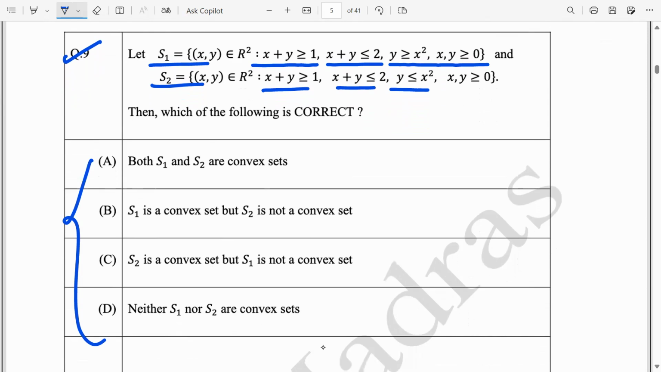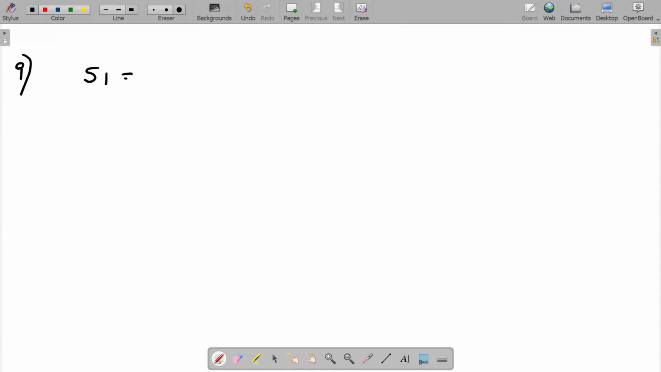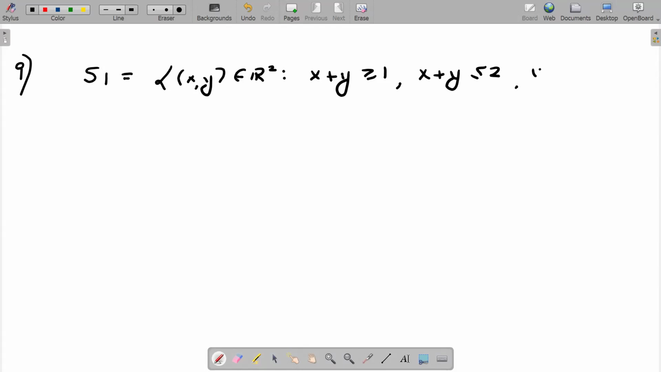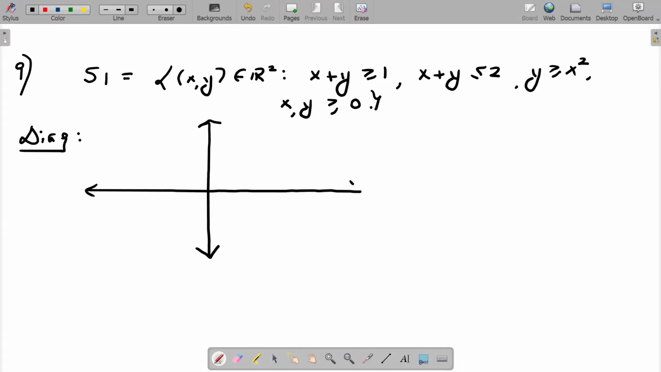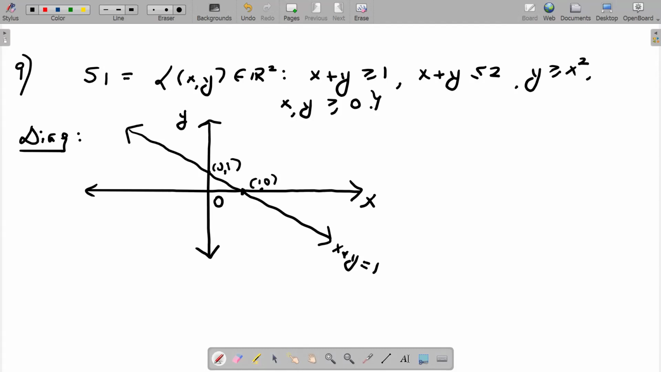So if I quickly come to the whiteboard and plot these two sets for all students, set S1 is the set of all x, y belonging to R square such that x plus y is greater than equal to 1, x plus y is less than equal to 2, y is greater than equal to x square, x and y are greater than equal to 0. If I plot a graph for this, this is x, this is y, this is my origin. X plus y equal to 1 line will pass through this point. This is my line x plus y equal to 1, with this being 1, comma 0, and this being 0, comma 1. And the shading will be towards this point. X plus y greater than equal to 1 means the shading will be here in this direction.